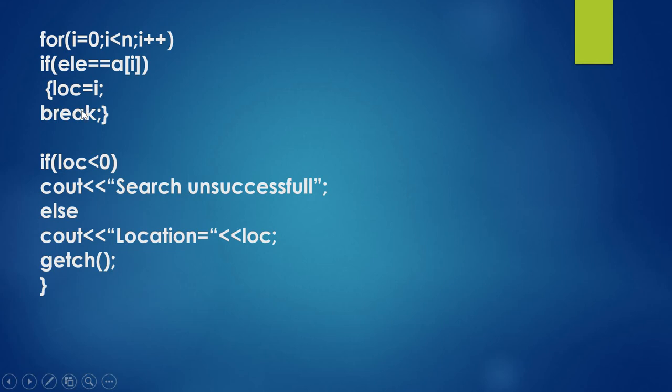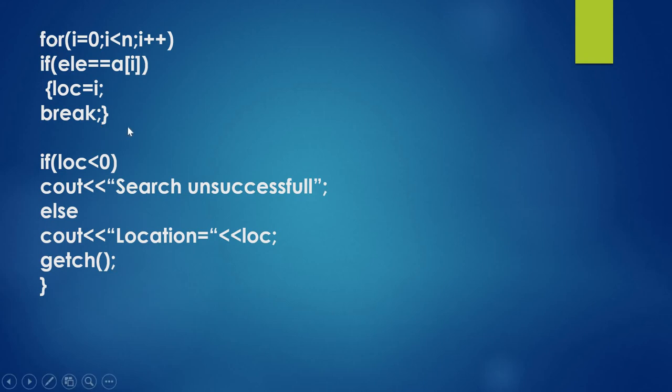After finding the location, you can exit from the for loop. That's why here we are using the break statement. What's the use of break? Break is used to exit from the for loop, do while loop or while loop. If you have found the location in the array, we don't want to search the remaining elements. That's why we are using the break statement.